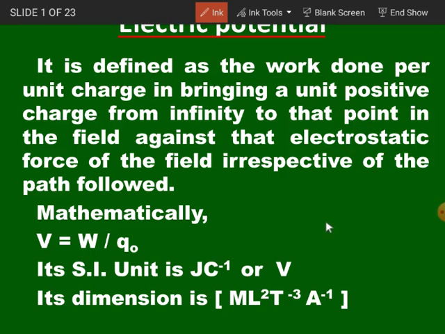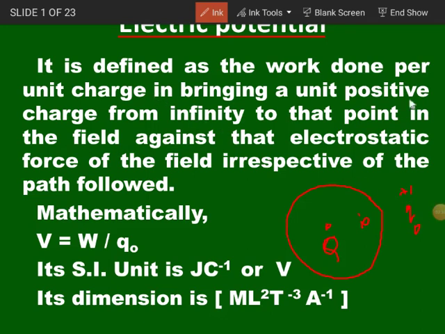Suppose a charge, capital Q, is residing somewhere here, and let's take it that the field of this charge is like this. You want to find out the electric potential at a certain point of observation, let's take it as P. So you need to bring a unit positive charge, taken as one unit charge. We call this unit charge the test charge.